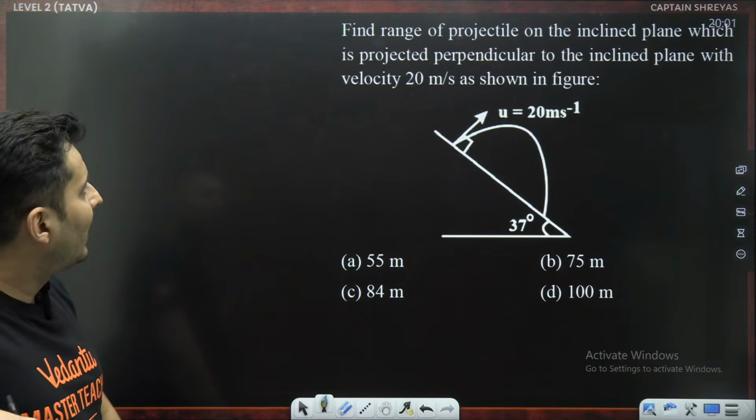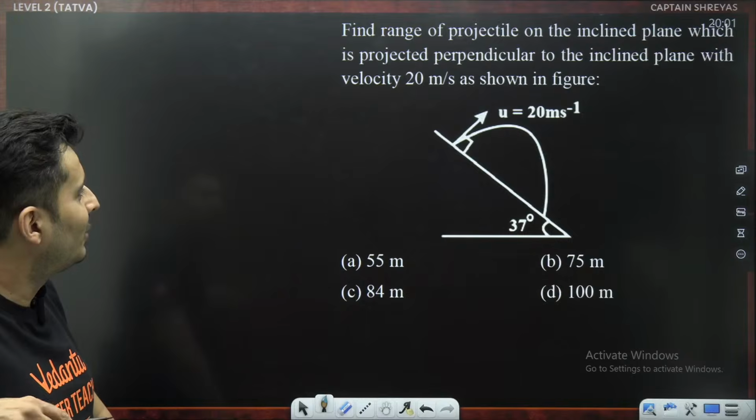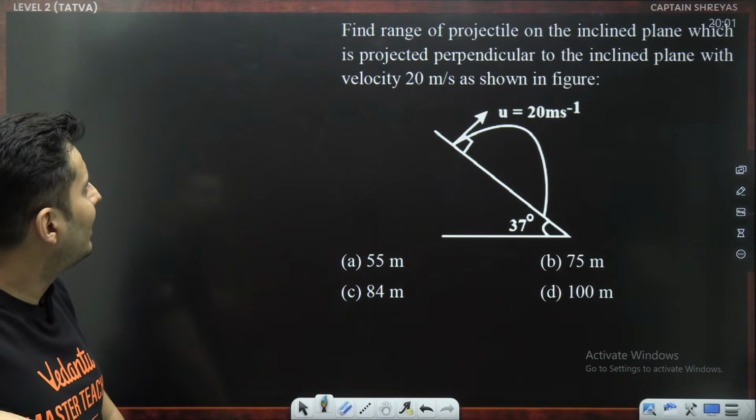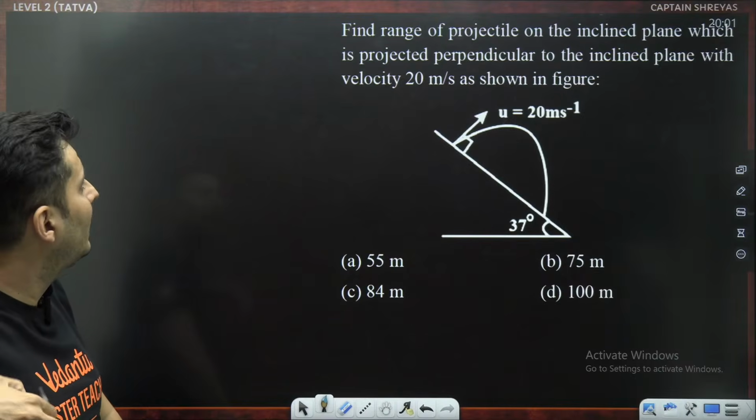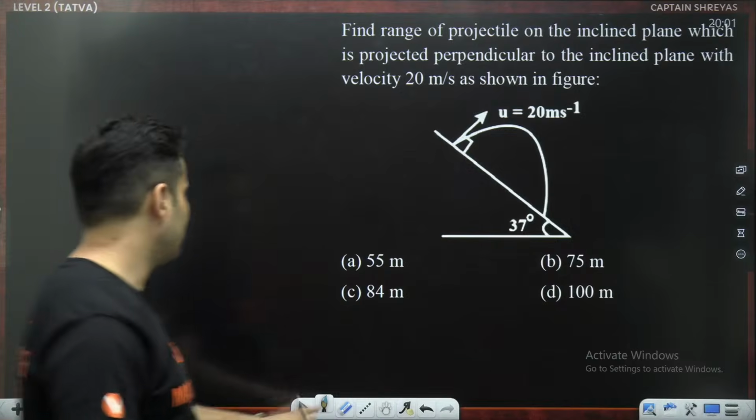Okay, again we have to find the range of the projectile. Why is everything on range? We should have done some time related questions also. But anyway, it's the same thing. Find the range of the projectile on the incline when it is thrown perpendicular to the incline at 20 meters per second, as shown. Interesting.